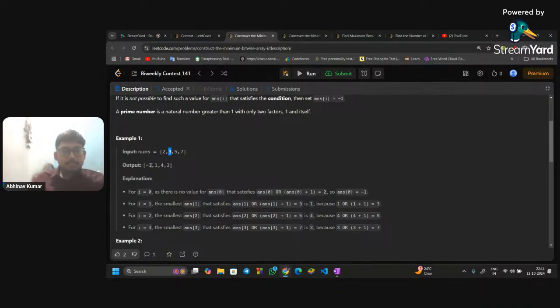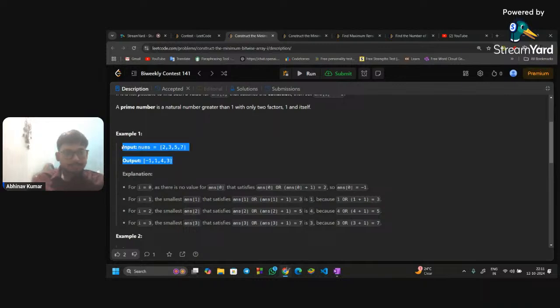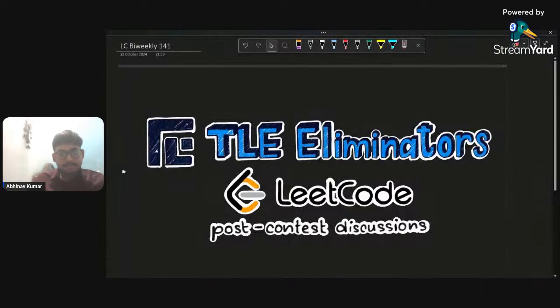For 3, you can get 3 by using 1 or 2. So in answer you have stored 1, so that 1 OR 2 would give you 3. Same way for 5, 4 OR 5 would give you 5, and 3 OR 4 would give you 7. Okay, let's understand better here.